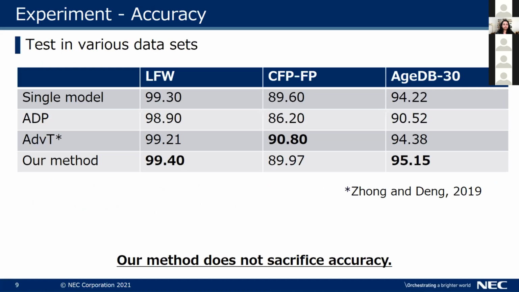So this is the comparison of validation accuracy by single model, ADP method, adversarial training, and our method for legitimate data. Also, we tested on various datasets: LFW, CFP-FP, and HDB30. So we can see our method does not decrease the accuracy for legitimate data.